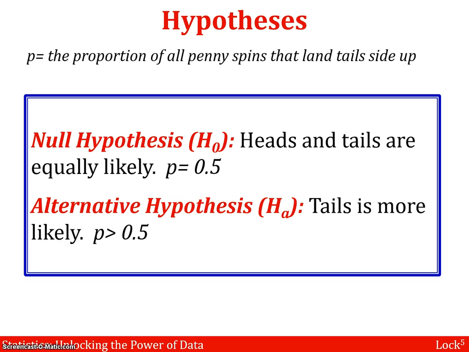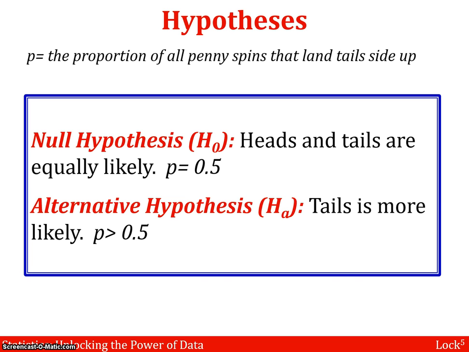So what are my hypotheses? My hypotheses need to be about the population parameter, and the one that I'm interested in here is going to be P, the proportion of all penny spins that land tail side up. I know I'm interested in a single proportion P because I have one categorical variable for each of the penny spins that I'm going to do, and I'm going to do 50. I am going to record whether the penny lands tails or heads facing up. So since one categorical variable, one proportion P is my parameter of interest.